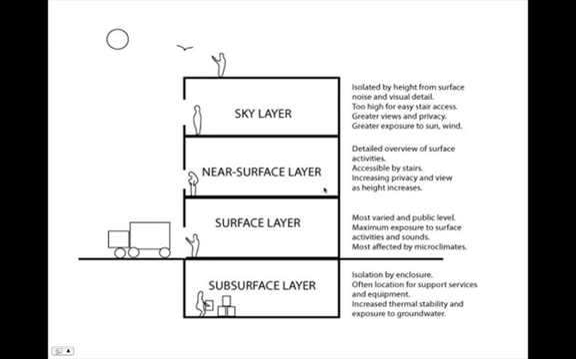The near surface layer is a little bit more accessible by activities, still has more increased privacy in some views, and a little bit less noise. The surface layer is the most active and most accessible to people and activities, has the most public contact, but is also closest to many of the sources of noise. And the subsurface layer is the most quiet, provides the most thermal protection, but could be susceptible to water.